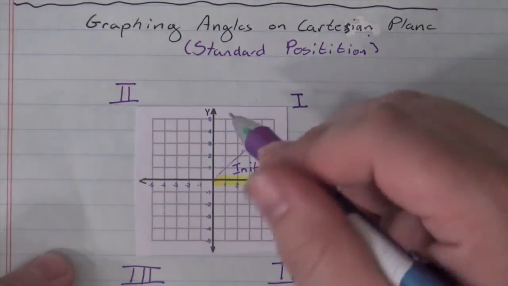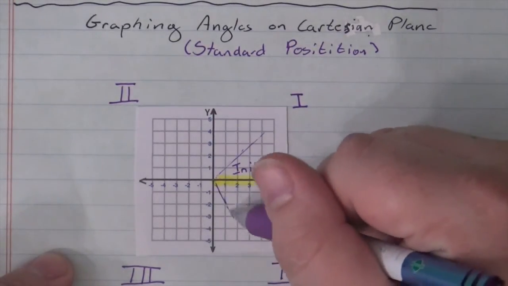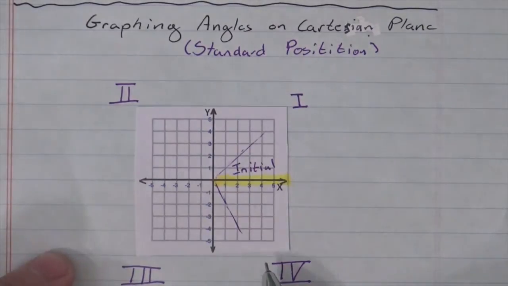However, if I drew a different angle and it ended up here, my terminal angle would be in the fourth quadrant. Alright, so that's really what we have going on. Now, here's some more things to kind of help you out.